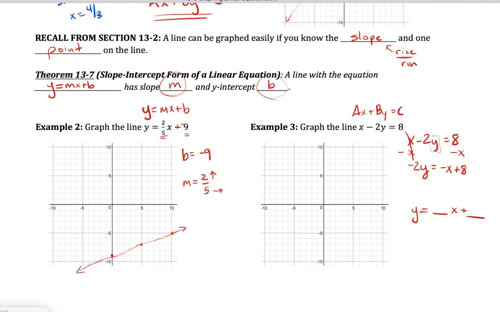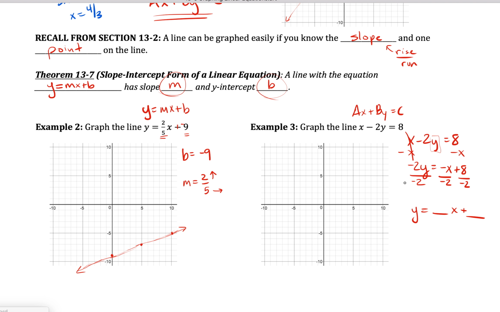Now I almost have y by itself. I just need to get rid of this number that's in front of it. So I'm going to divide by negative 2. If I divide by negative 2 on the left side of the equation, I have to divide everything on the right side by negative 2 as well. So I'm going to divide that by negative 2. And I'm also going to divide the 8 by negative 2.